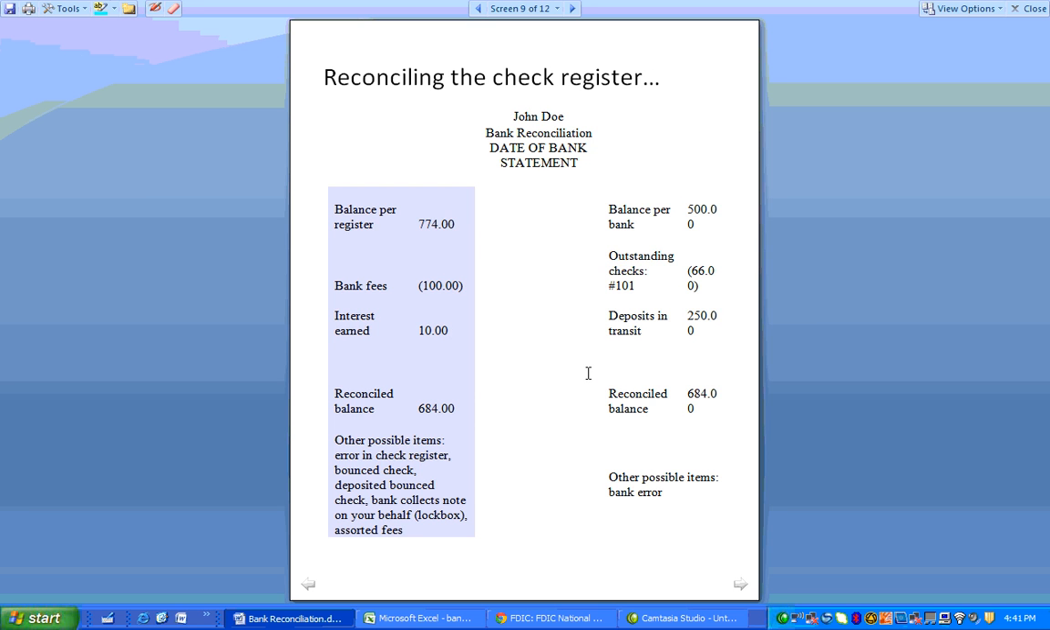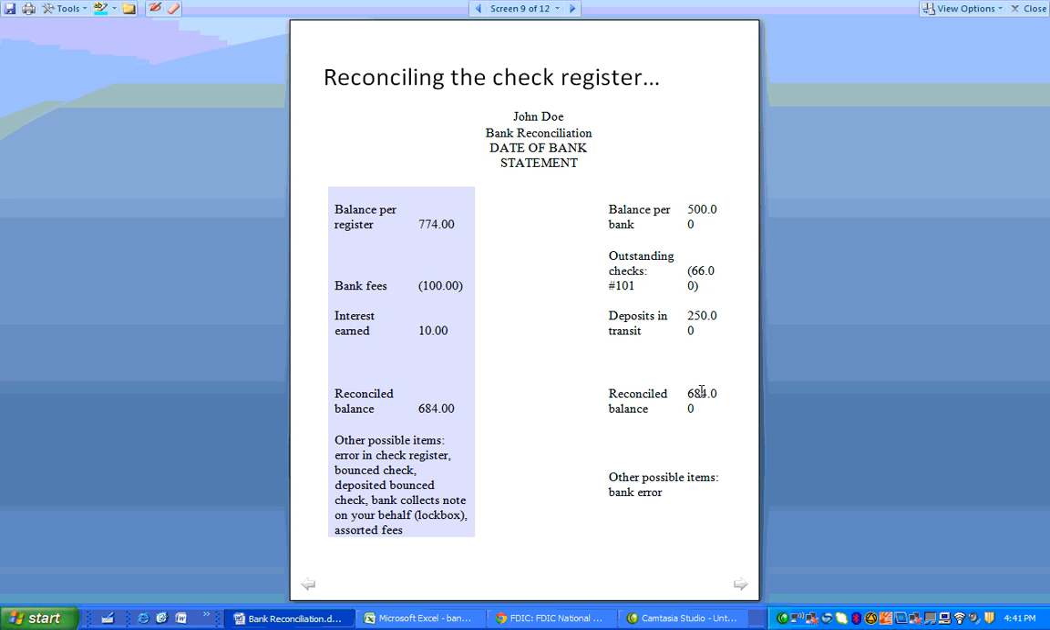We start with the balance per the check register. Things that the account holder didn't know about until they got the bank statement, bank fees. So they've learned about the bank fees. That's going to have to go on the left side of the reconciliation, the check register side of the reconciliation. Interest earned. Again, you don't know the exact amount until you get the bank statement. So that increases the check register balance. So we subtract out the bank fees, add in the interest earned. That brings us to a reconciled balance, which of course totals the reconciled balance from the bank statement side. And this is a reconciled account.